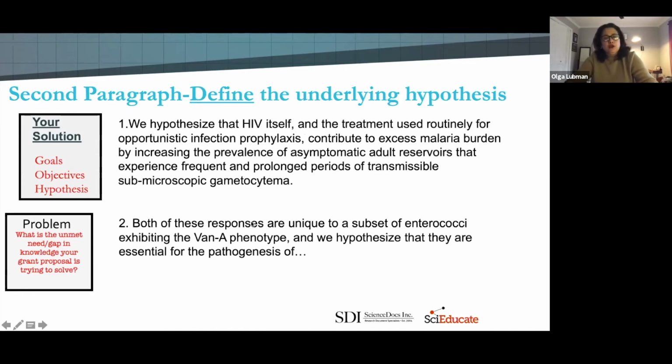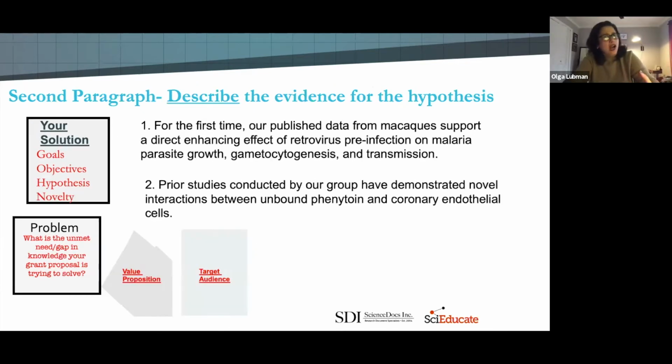Or, both of these responses are unique to a subset of enterococci exhibiting the VanA phenotype, and we hypothesize that they're essential for the pathogenesis of whatever that will be. So clearly state what your hypothesis is, and then describe the evidence for the hypothesis. And when you describe the evidence, think about the value proposition, what knowledge or solution your studies provide, and who your target audience is. If you're in a position to have preliminary data and you have your own evidence for the hypothesis, by all means, this is the place to put it in.